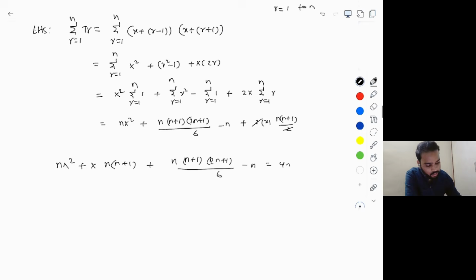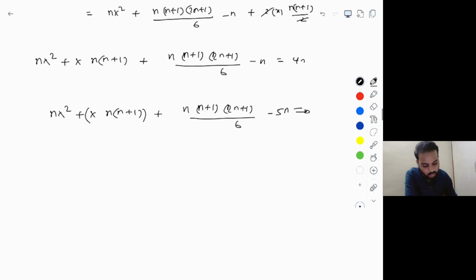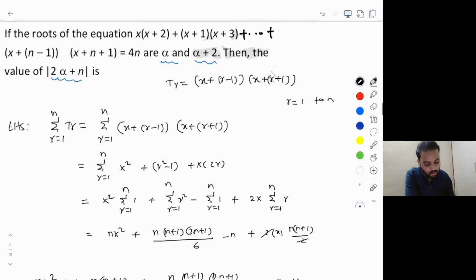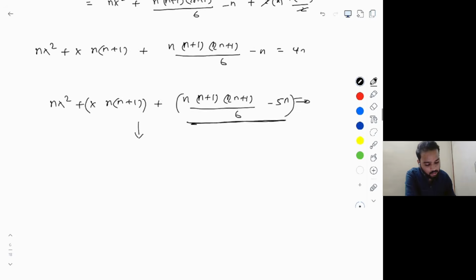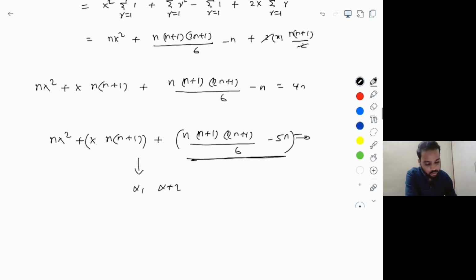So what I'm going to do is take that 4n to the left hand side and then form the proper quadratic equation. Okay. So if I bring that to the left hand side, this becomes minus 5n equals 0. Now we have a proper quadratic equation here. Look at this, this is entirely the constant term. Now, for this quadratic equation, if we observe carefully, the roots are given as alpha comma alpha plus 2. Roots are given as alpha comma alpha plus 2.